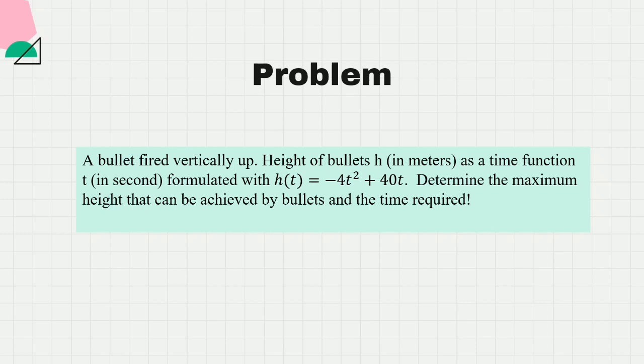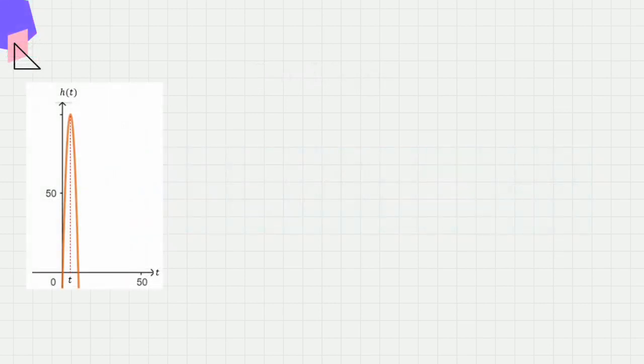Okay, in this slide I have a problem that looks like this. A bullet is fired vertically up. The height of the bullet h in meters as a function of time t in seconds is formulated as h(t) is equal to negative 4t squared plus 40t. Determine the maximum height that can be achieved by the bullet and the time required. The problem, if made in an image form, is like this. In this case, it is known that the height function of the bullet h(t) is equal to negative 4t squared plus 40t, with a is equal to negative 4, b is equal to 40, and c is equal to 0.